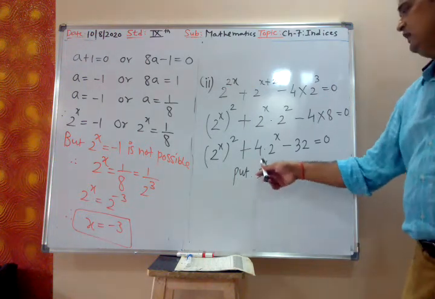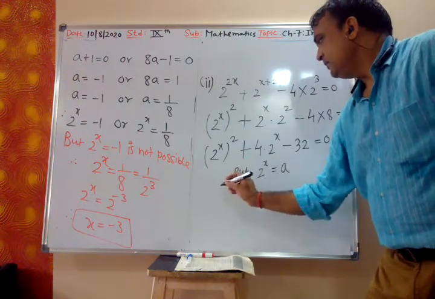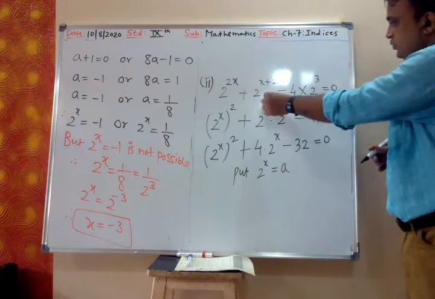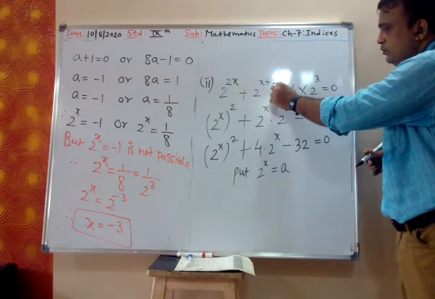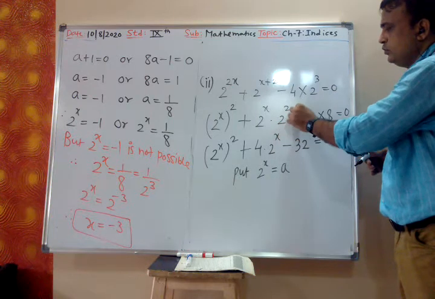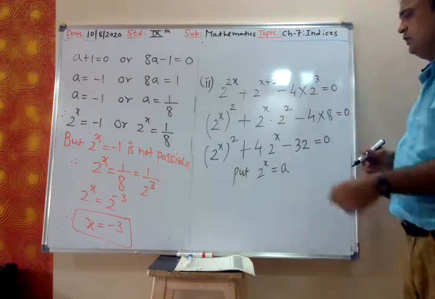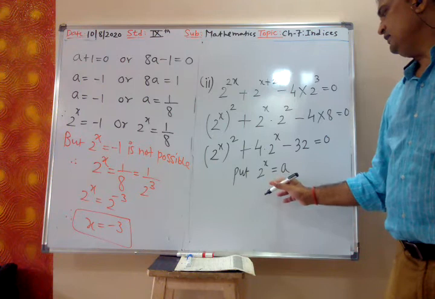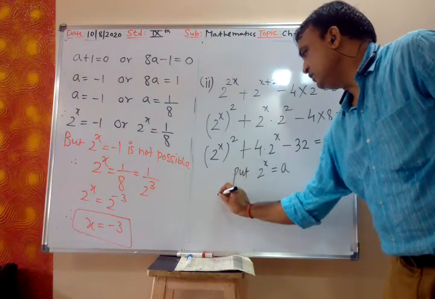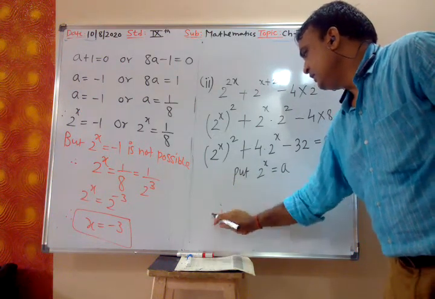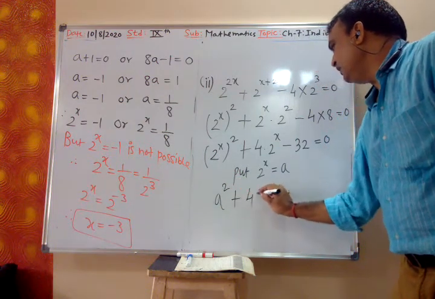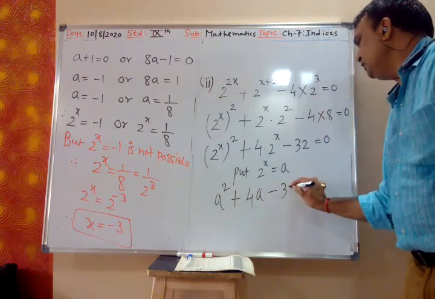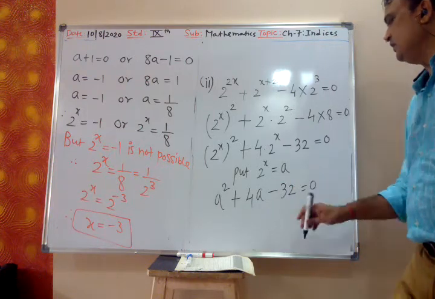Now put 2 raised to x as a, because 2 raised to x plus 2, I can write as 2 raised to x into 2 raised to 2. What is 2 raised to 2? 2 into 2, 4. So with 2 raised to x as a, this becomes a square plus 4a minus 32 is equal to 0, which is a quadratic.